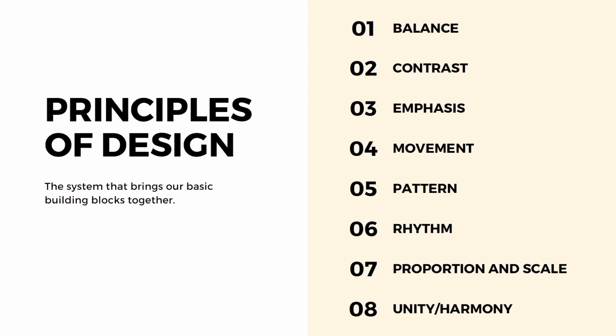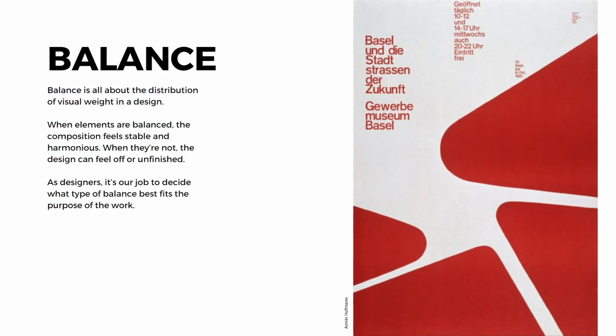All right, so what are our principles of design? We have balance, contrast, emphasis, movement, pattern, rhythm, proportion and scale, unity, and harmony. And just like the last section, we are going to go one by one with this. First up is balance. And balance is all about the distribution of visual weight within a design.